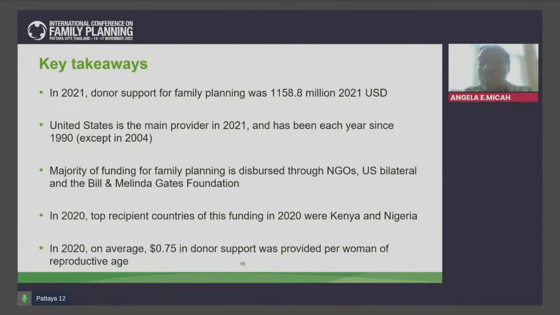The main provider of this fund was the US, and has been since 1990, with the exception of 2021. The majority of this funding has been disbursed through NGOs, the U.S. Bilateral Agency, and the Bill and Melinda Gates Foundation. And in 2020, the top recipients for this funding were Kenya and Nigeria. And on average, across low and middle income countries, about $0.5 have been contributed in development assistance support per woman of reproductive age.